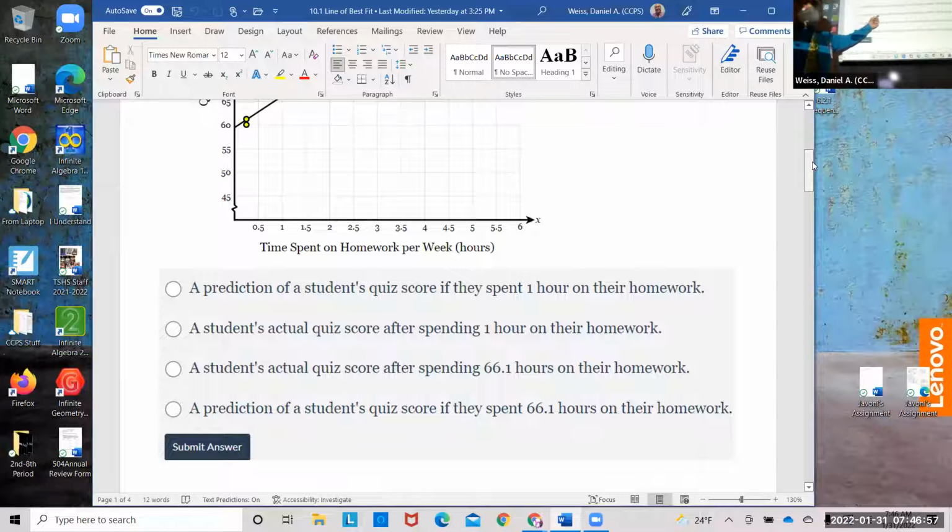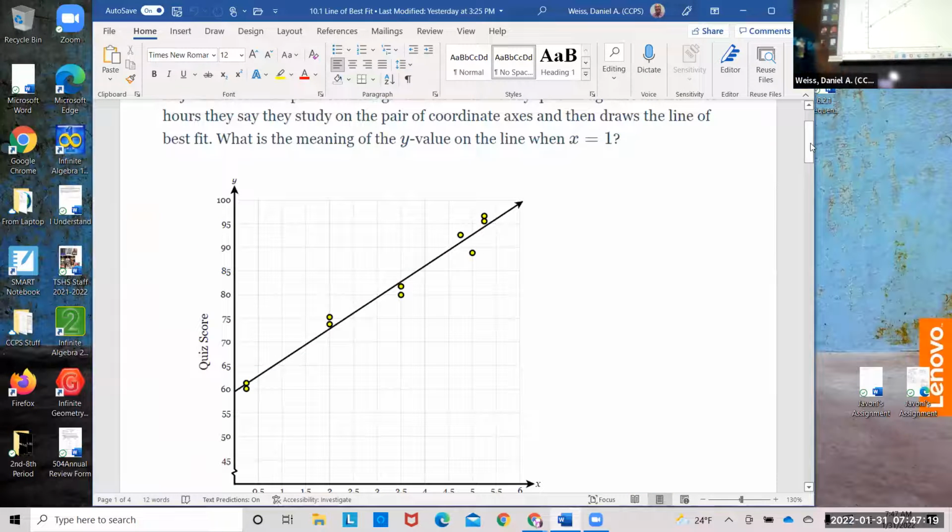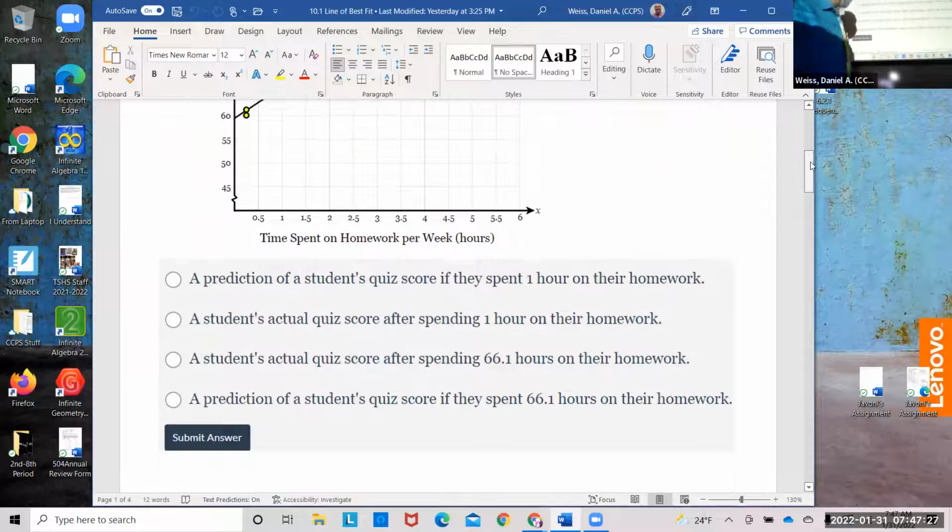If you see the word actual or exact today, you can just forget about that. When it says actual, just ignore it, forget it. It's not going to be actual. This line is going to be an approximation. Okay, an approximation. It will never be exact, it will never be actual. So that second one's out. You see actual here, forget about it.